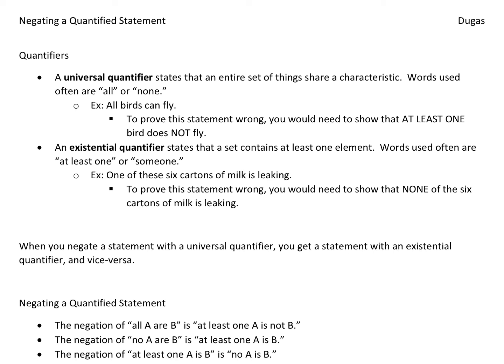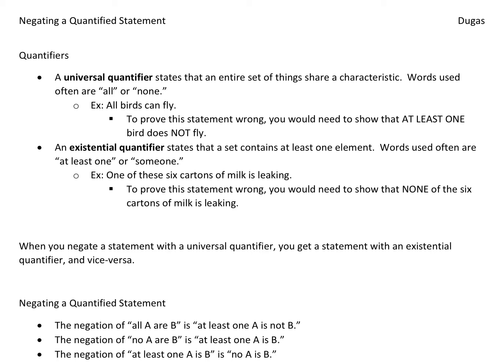In this video, we are going to talk about how to negate a quantified statement. So first of all, what is a quantifier? A universal quantifier states that an entire set of things share a characteristic. So you'll often see things like all or none. An example would be all birds can fly.